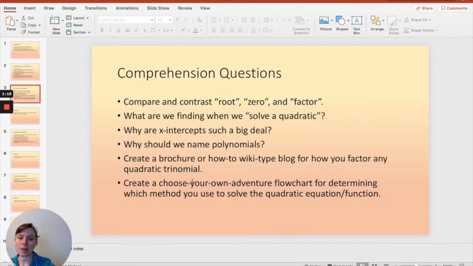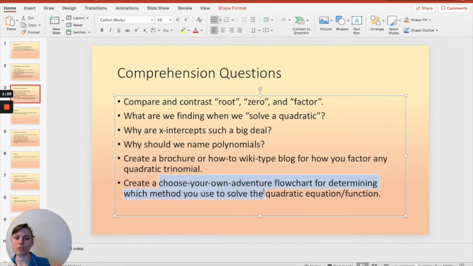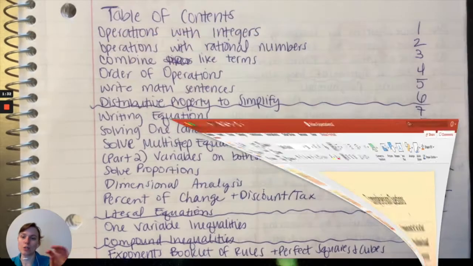That is your last method in your choose your own adventure flowchart for how you would solve a quadratic function. So make sure when you're done with this, you update that and then go present it to somebody, whether it's someone else in your class or your math teacher. Go present it to your math teacher. They'll be so proud of you.